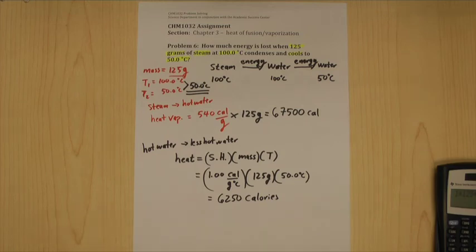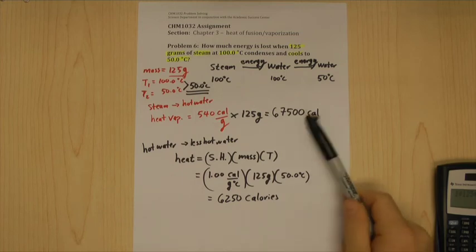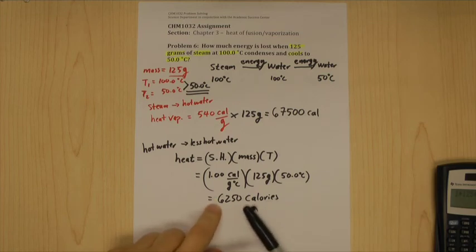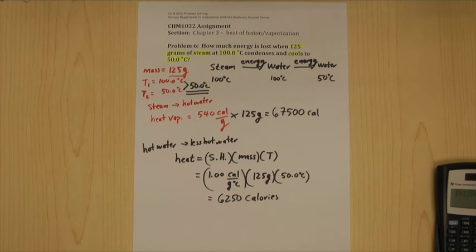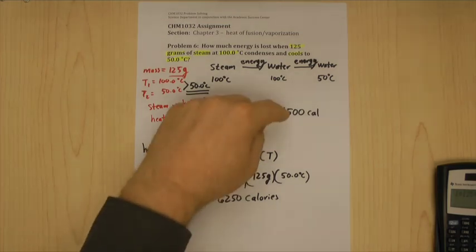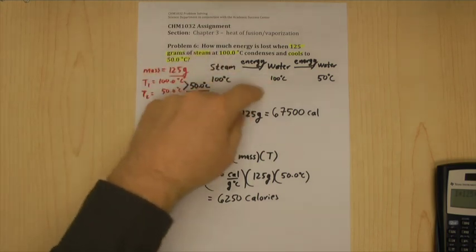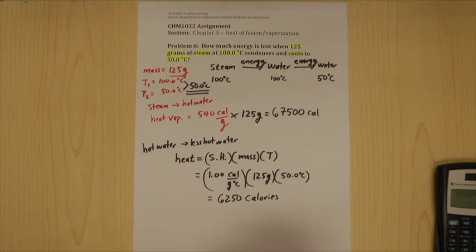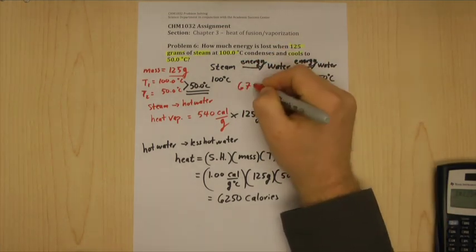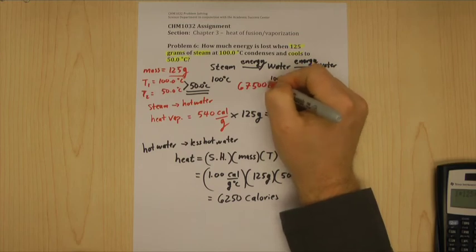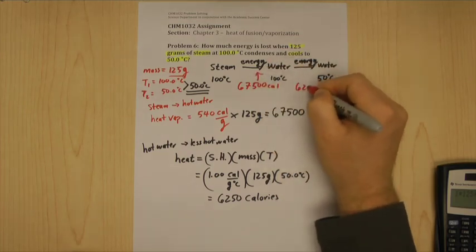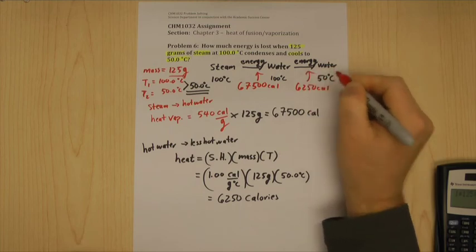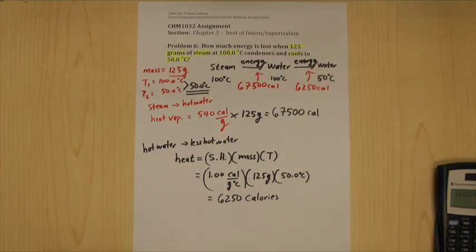So the overall energy that is lost in this process is the addition of this with this. But now let's round this to 3 significant figures. Boom, done already. Isn't that nice? It's already in 3 significant figures. So now the final answer is this and this added together, because it's a whole process. This is the first step, this is the second step. So let's just jot that down up here. 67500 calories for that step. 6250 calories for that step. And now we're going to add them together.